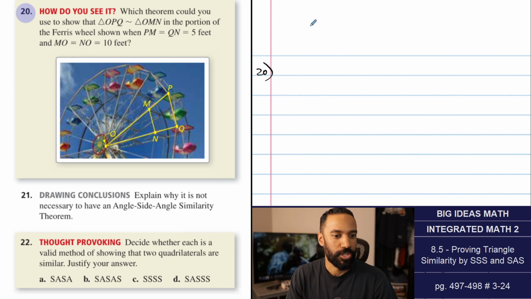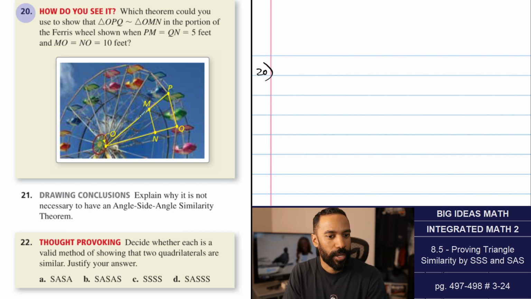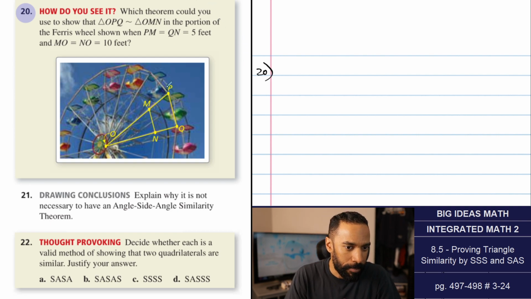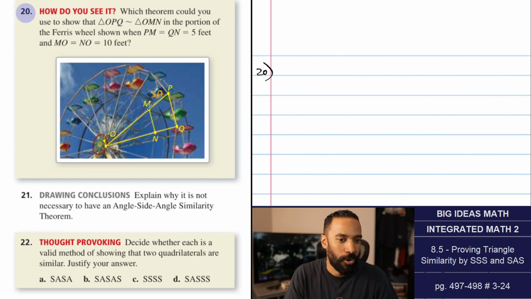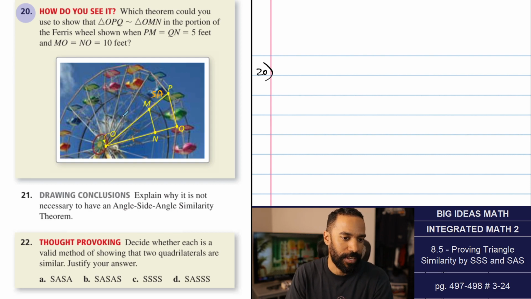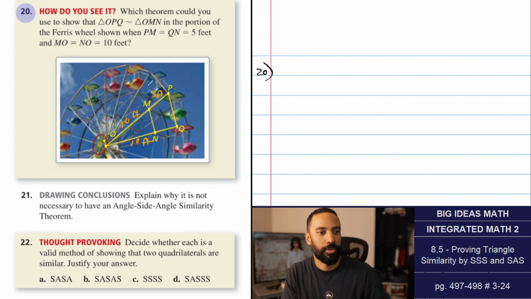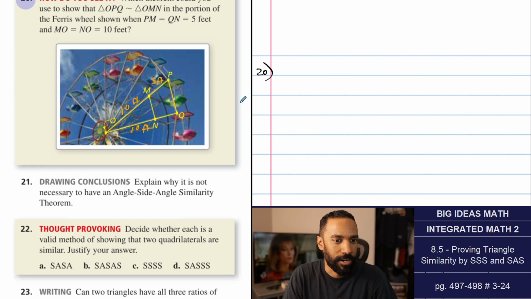Which theorem could you use to show that triangle OPQ is similar to triangle OMN in the portion of the Ferris wheel shown, when PM is 5 feet and MO is the same as NO, congruent, which are 10 feet. So 10 feet and 10 feet. Oh my gosh. Which theorem could you use to show that they are similar?